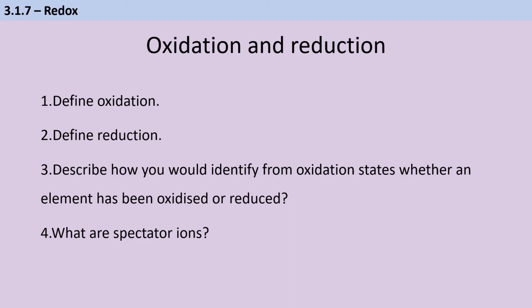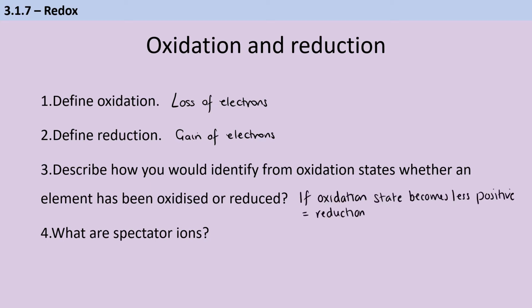As you know from GCSE, oxidation can be defined as the loss of electrons, whereas reduction is the gain of electrons. By using oxidation states, we can look at these numbers to work out whether a species has been oxidised or reduced. If the oxidation number gets less positive or more negative or just smaller, then we can say that this has been reduced. Whereas if the oxidation state becomes more positive, then the species has been oxidised.